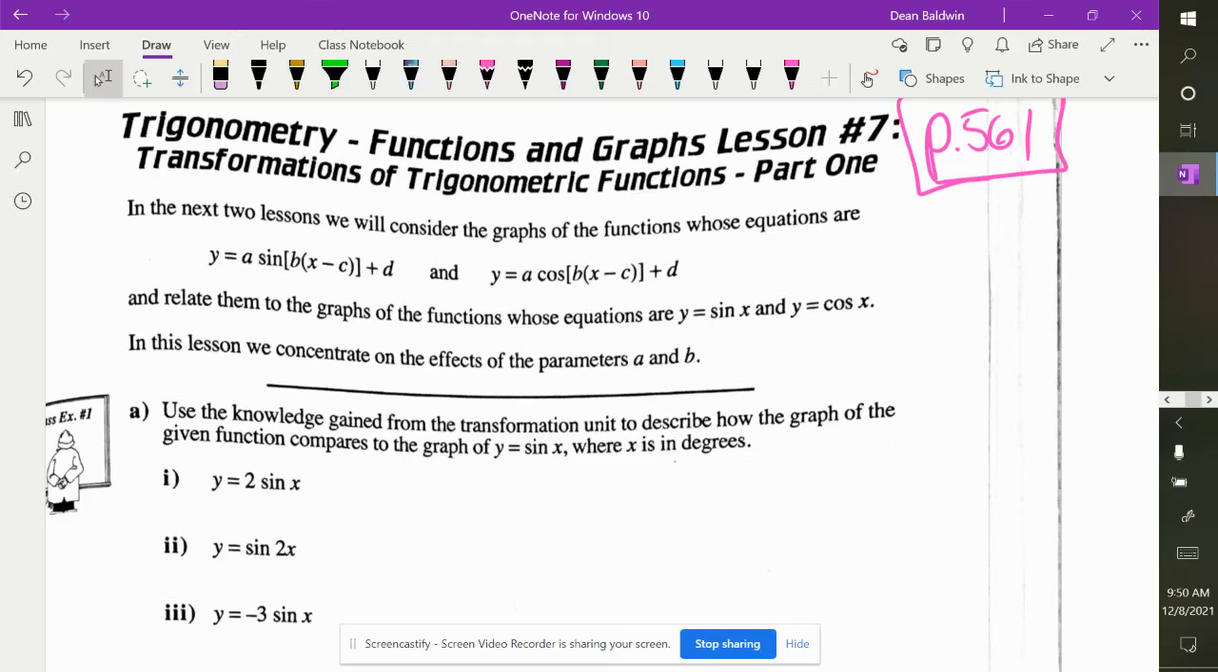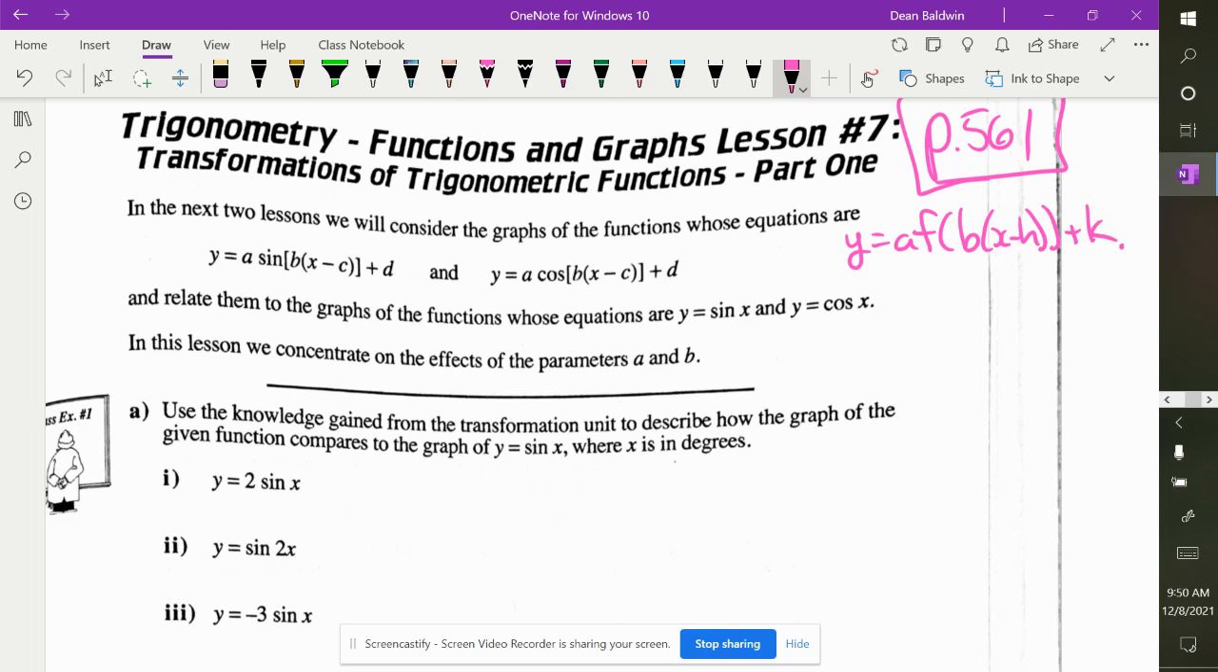Remember way back in second unit. Okay, don't look it up now. Second unit, we did transformations, right? And we had that very big equation that was this, a f(bx minus h) plus k. Yes, we all remember that?